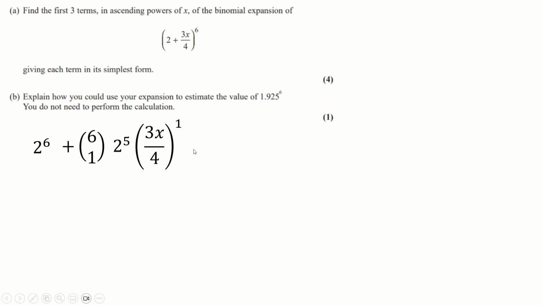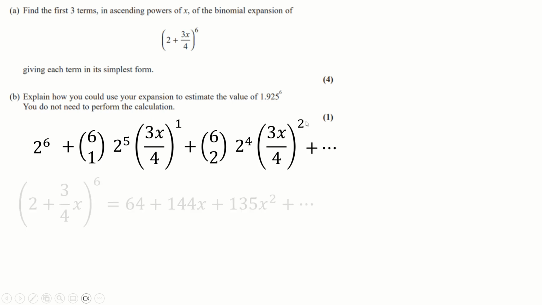6 choose 1 here, and then the next one will be 6 choose 2, and then 2 to the power 4, and then this to the power 2. You can just type all these things in the calculator, 6 choose 1, 2 to the power 5 times 3 quarters, 6 choose 2 times 2 to the power 4 times 3 quarters squared, and you'll eventually get all of this. Of course, you can do plus dot dot dot if you want to, only once the first 3 terms, which are going to be these 3 things, having typed that into a calculator.